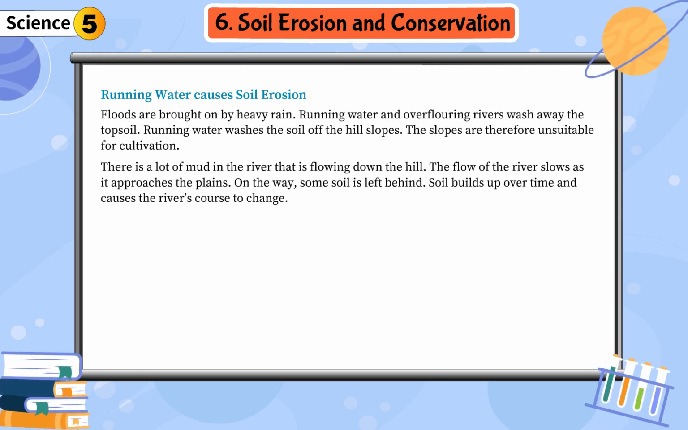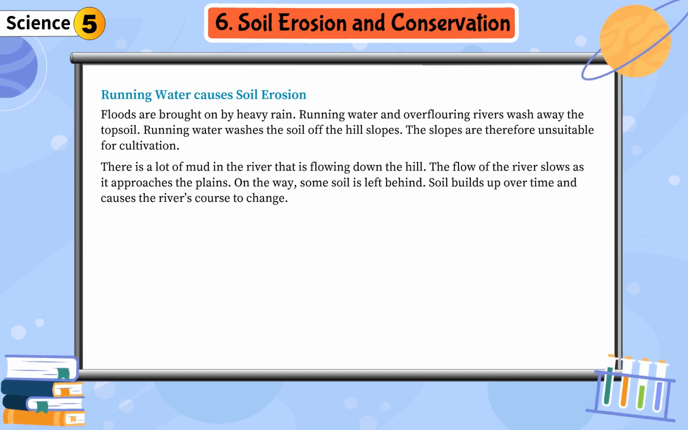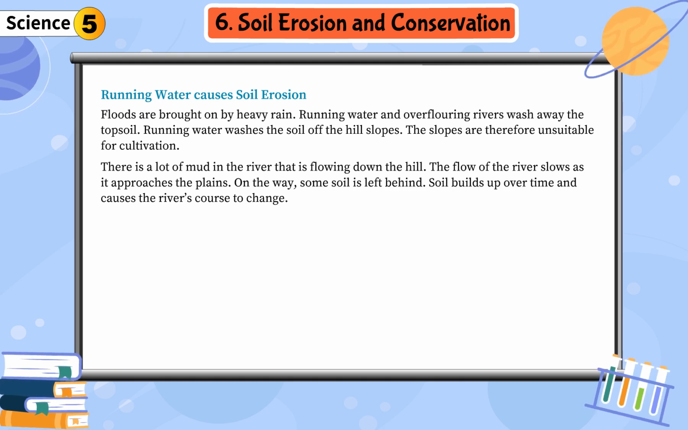Floods are brought on by heavy rain. Running water and overflowing rivers wash away the topsoil. Running water washes the soil off the hill slopes. The slopes are therefore unsuitable for cultivation. There is a lot of mud in the river that is flowing down the hill.